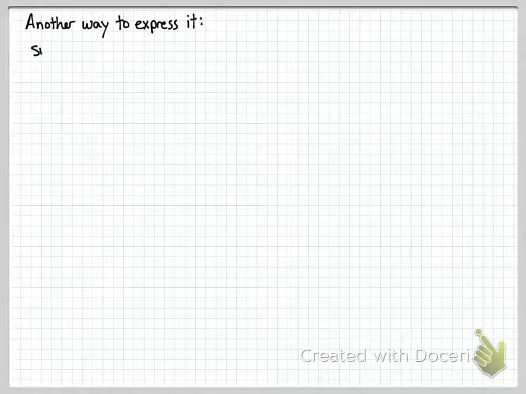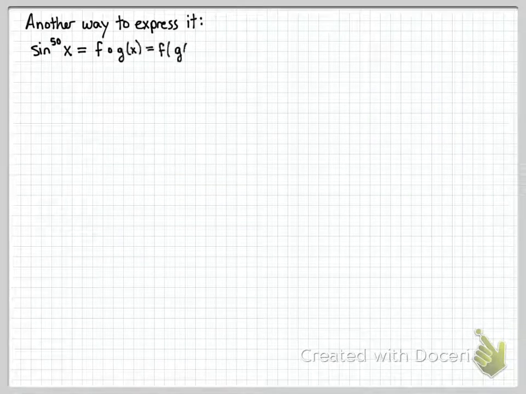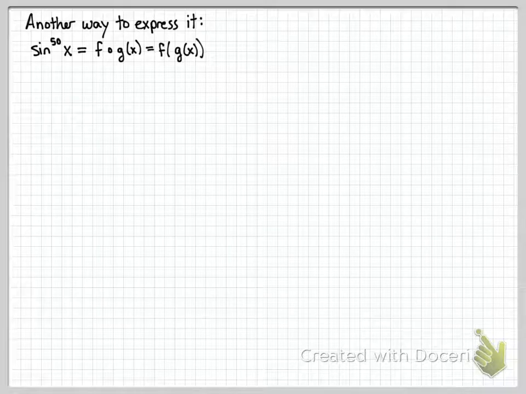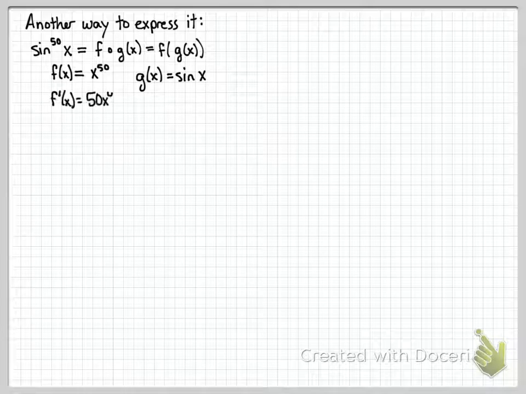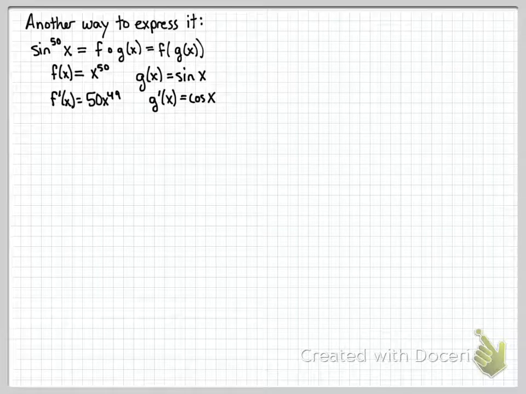Here's another way to express what we just did. This is just a different notation. If I take that function, sine to the 50th of x, I want to write it as a composition of functions. Again, this is like we did at the beginning of the semester, and you had to do something like this on the first test. I can write it like so. f of g of x, where f of x is just x to the 50th, and g of x is sine x. Take the derivatives of both of those. They should look familiar.